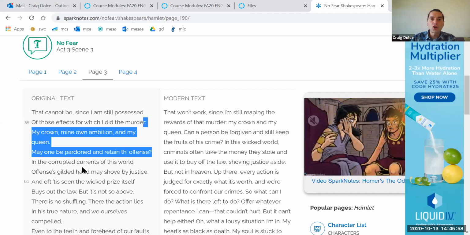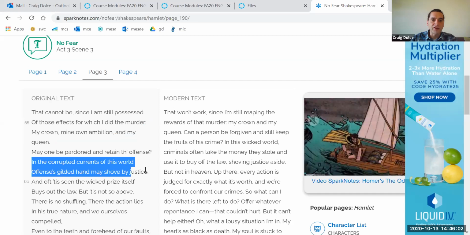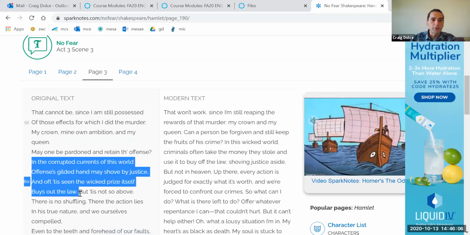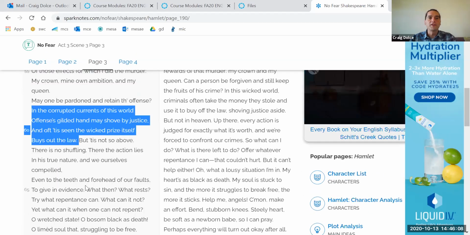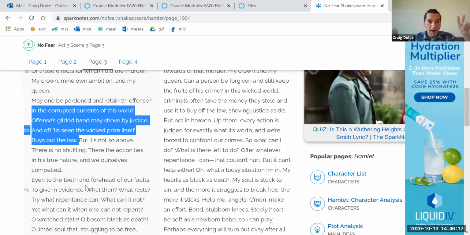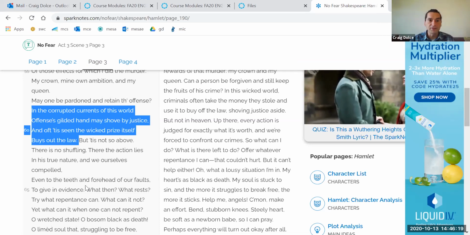In the corrupted currents of this world, offense's gilded hand may shove by justice, and oft 'tis seen the wicked prize itself buys out the law. Boy, is that not true these days, right? Are people using the money they got doing illegal things to buy out the law, to get by justice?